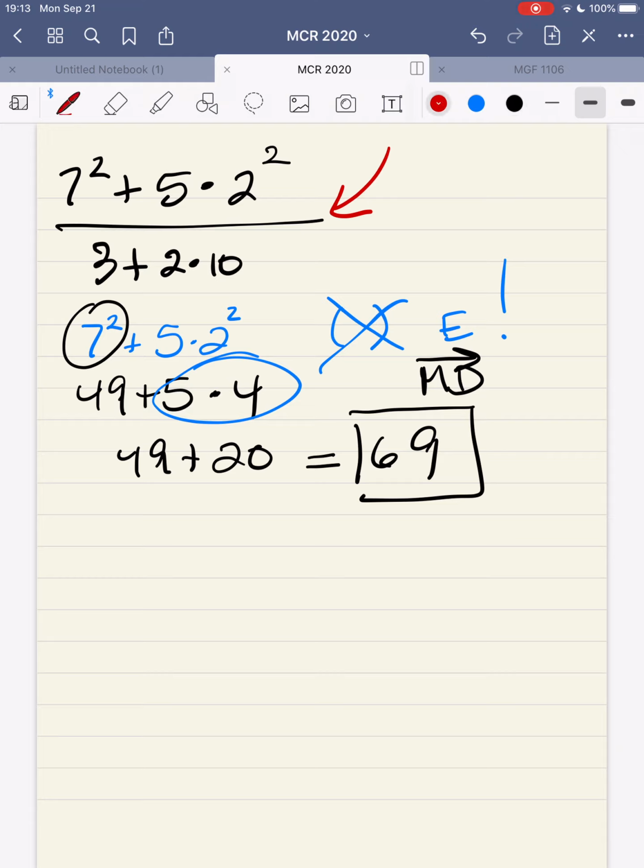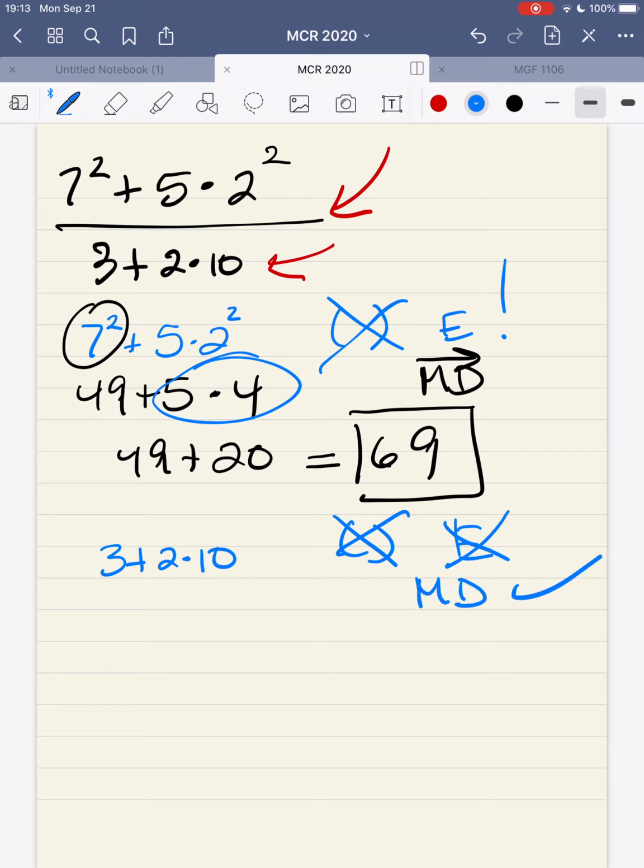Looking at the denominator now, I can do the exact same thing. So the denominator says I have 3 plus 2 times 10. Order of operations, do I have parentheses? No. Do I have exponents? No. Do I have multiplication or division? I actually have a set of multiplication here. So I have 3 plus 2 times 10, which is equal to 20. No more multiplication or division, so we move on to addition and subtraction. And I have 3 plus 20, which is 23.